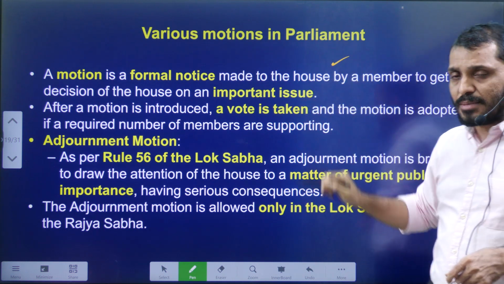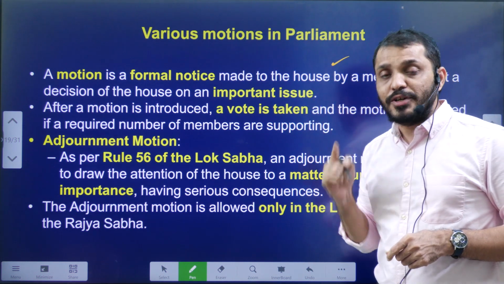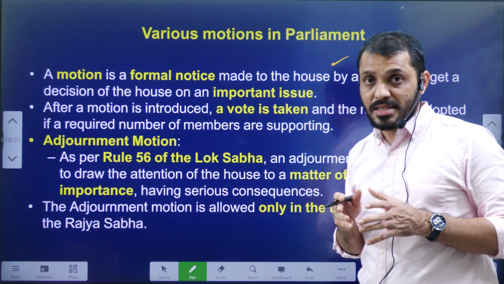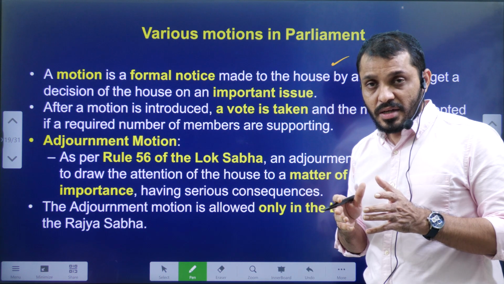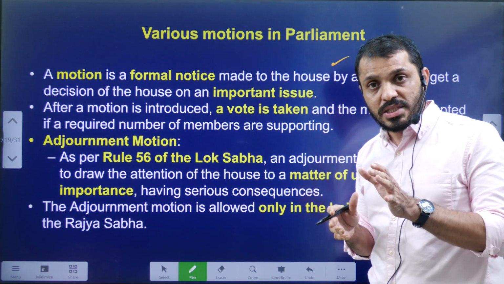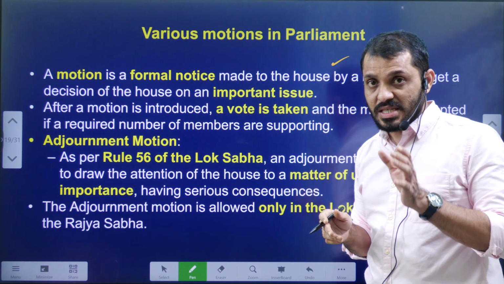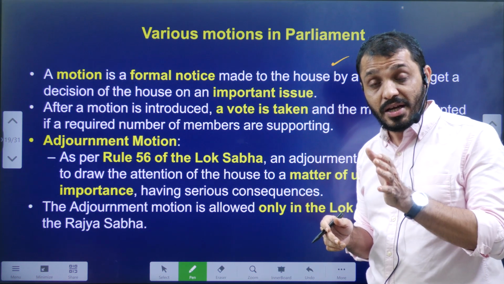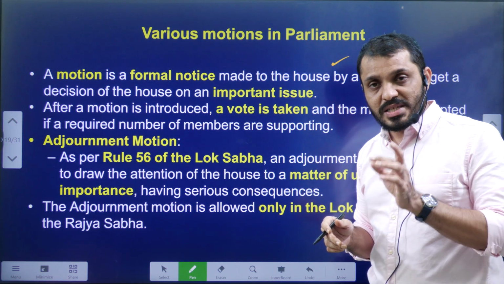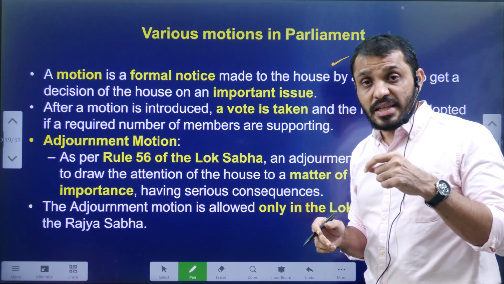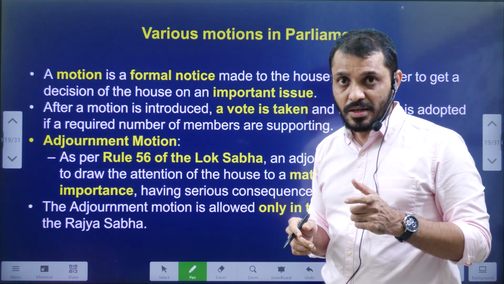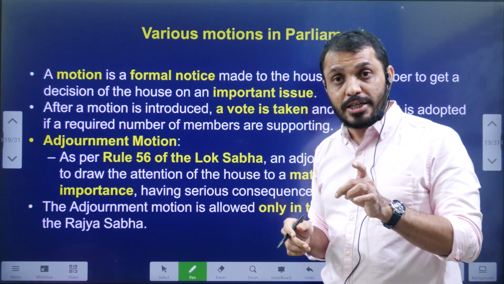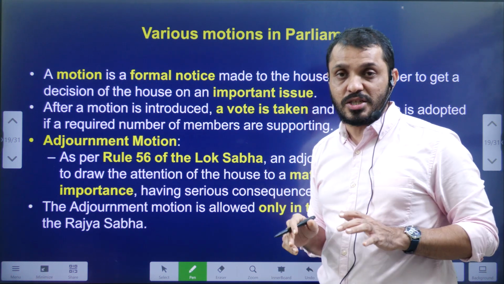Next, what are the various other types of motions? In the last video, when I was explaining about the Rajya Sabha, at that time I told you, in Rajya Sabha there is no adjournment motion. In Rajya Sabha you have only rule number 263, rule number 170, rule number 267 and 176. 176 is about important issues and the discussion will be 2.5 hours. Whereas rule number 267 is related to postponing the entire business of the house.